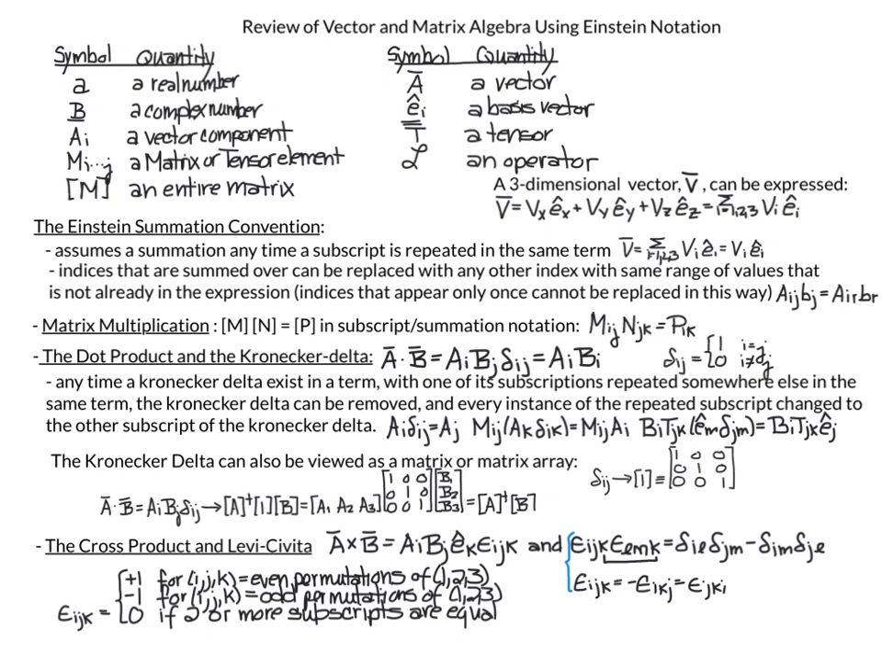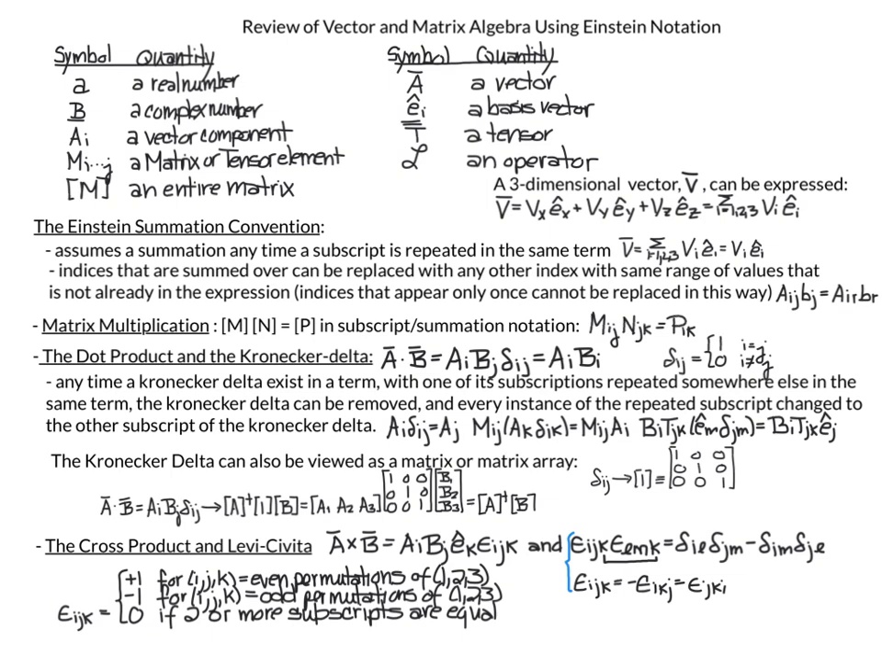So first, just because this is a physics sort of math class, we have a little bit of difference in symbols. So I have this table here to show that a lowercase letter represents real numbers. An uppercase letter with a line drawn underneath is a complex number. An uppercase letter with a subscript is a vector component, whereas a matrix or tensor element is an uppercase letter with indices. For the entire matrix, we take the uppercase letter and put it between brackets.